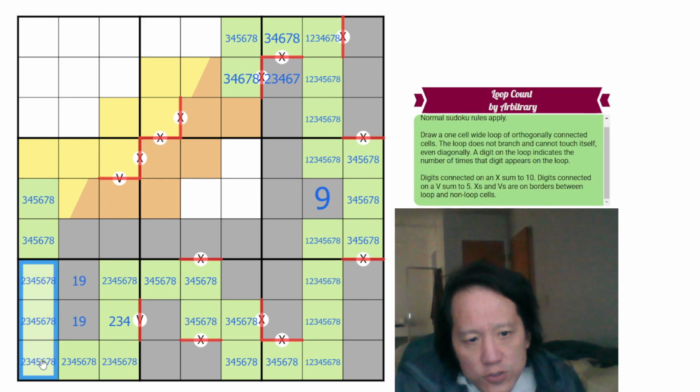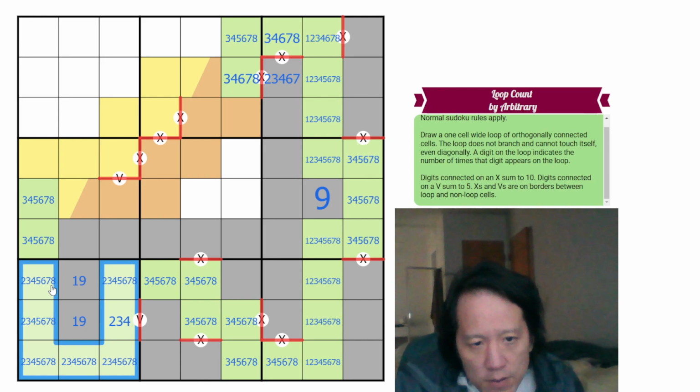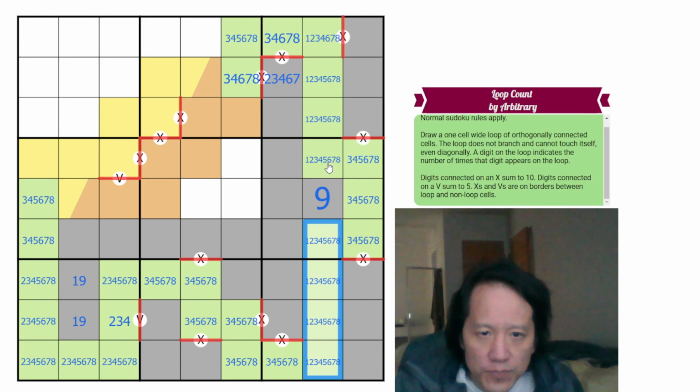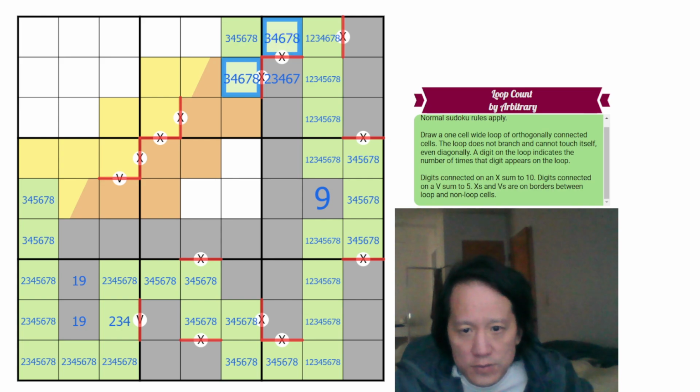So one of 2 is here. All of 2 is accounted for. This is one of 3, one of 3, one of 3. No, sorry. We have 1, 3 here. We have 1, 3 here. Therefore, this cannot be both 3's. So this cannot be 3.